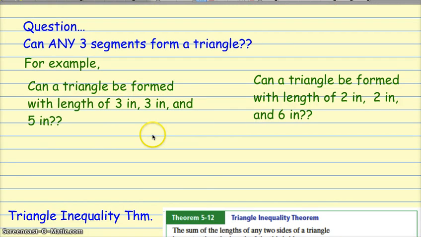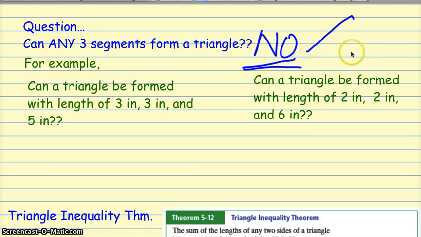All right, here's another question for you. Can any three segments form a triangle? And the answer is no. Think about taking a really long piece of decking, a meter stick, and your pencil. There's no way that you'd be able to form a triangle. A really long piece of decking, a meter stick, and your pencil wouldn't actually bridge the gap to make you a triangle. So no, not any three segment lengths can form a triangle.